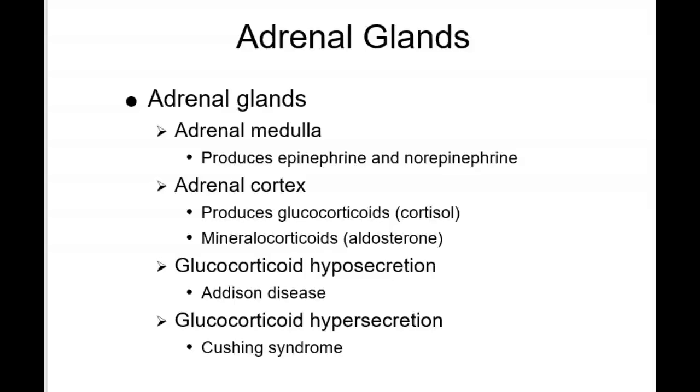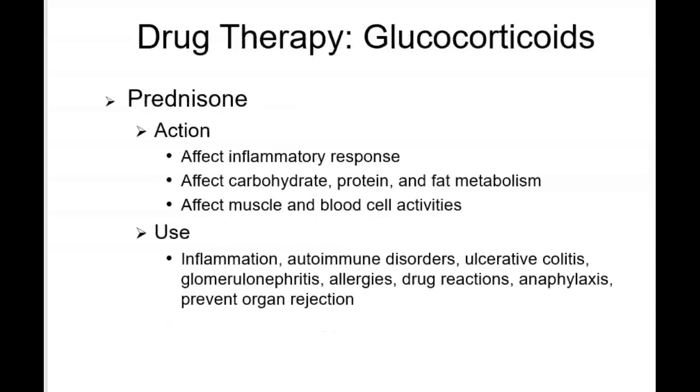Because of the influences of steroids on electrolytes and on carbohydrate, protein, and fat metabolism, hypocortisolism can result in serious illness or death. Glucocorticoids are the most potent natural cortisol produced by the body and are influenced by ACTH, which is released from the anterior pituitary gland. Its functions include having an effect on the inflammatory response, metabolism, growth, and biorhythms. Glucocorticoids also affect carbohydrate, protein, and fat metabolism and muscle and blood cell activities.